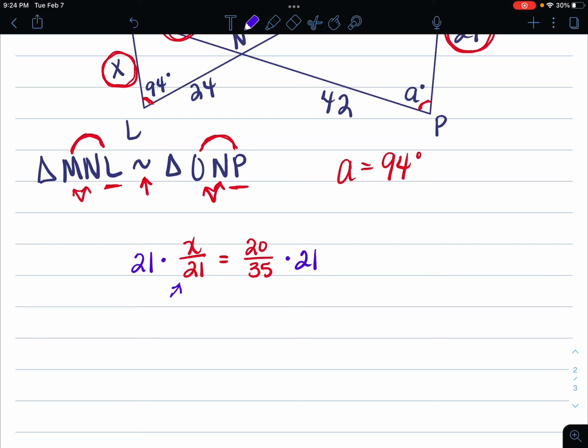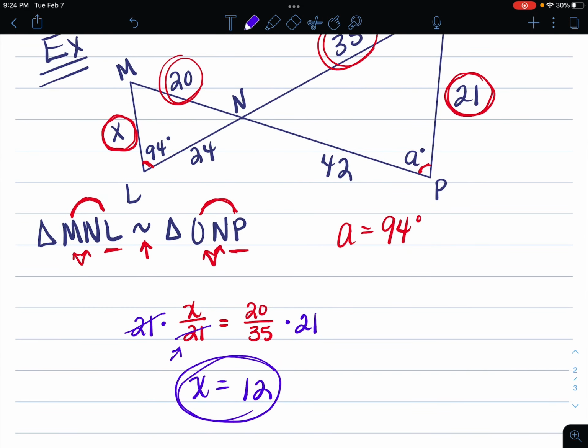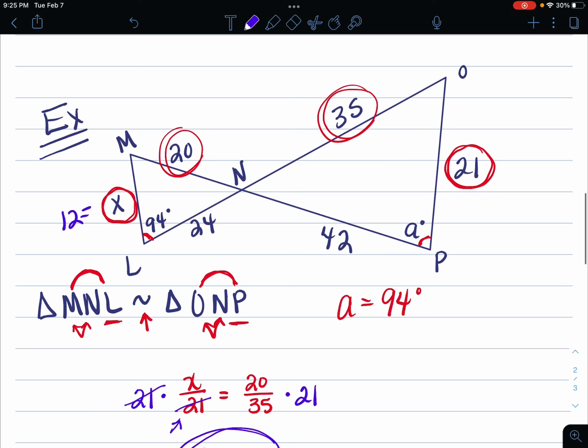And you get 12. 20 over 35 times 21. Again, these two divide out. You get 12. So that missing side is 12 units in length. And please make sure your answer makes sense to the problem. You can see that the three on the left, how they compare in size, should compare proportionally to the other three in size.